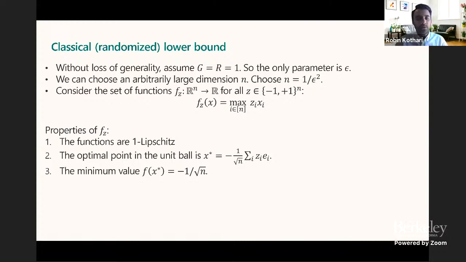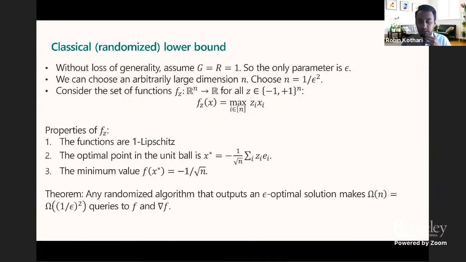We're trying to minimize it over the unit ball, and it turns out you can figure out what the optimal point is very easily, because what you want is to minimize this function. So you want this product z_i x_i to be negative everywhere. So you want x_i to have the opposite sign of z_i, and you have a constraint on the norm of x, because you have to be in the unit ball. So you want to choose the furthest away x from the origin that has this property, and it turns out it's this point. And the minimum value is minus 1 over root n.